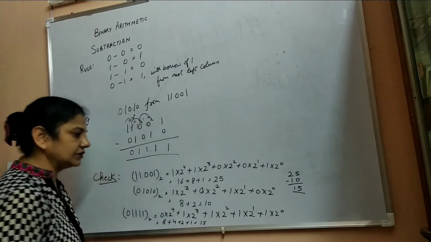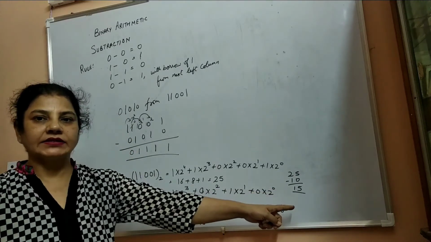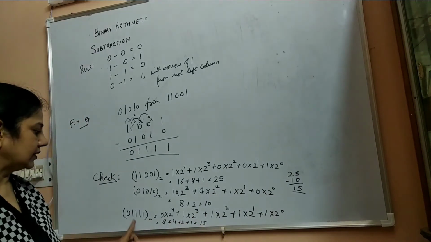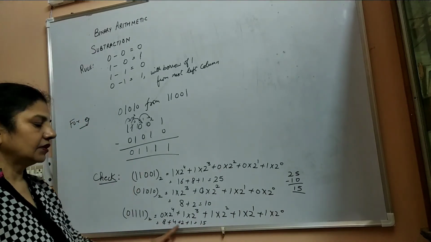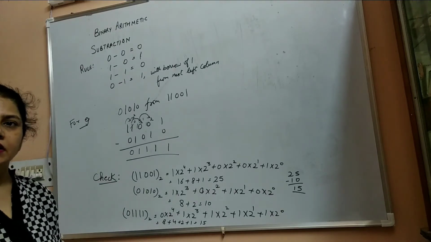Now we check that on subtracting these two. In a decimal form, we get the answer as 15, and again the result we get after subtraction, this also gives me the result as 15. It means the subtraction has been done correctly.